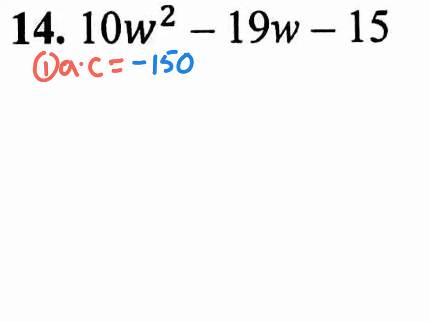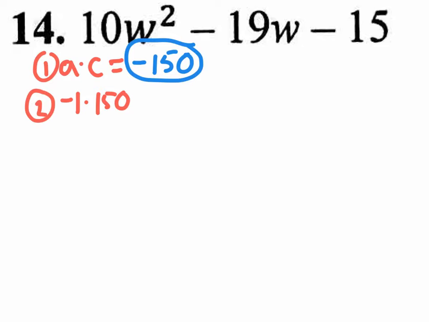Negative 150. That's right. So we need to think of the multiples of negative 150 that combine together to give us the middle value, which happens to be negative 19. So for step 2, you might want to make a list of numbers of how to get negative 150. We have negative 1 times 150. If I combine that together, it gives me 149. So that's definitely not the b value of negative 19.